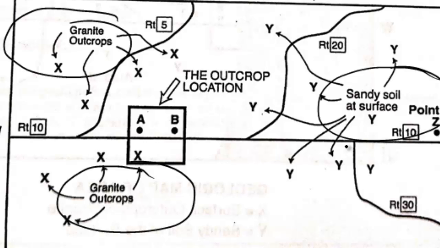So you suppose that you find that a driller had to drill through 40 feet of sandy soil before hitting granite when putting a well at point Z. So we had to go down 40 feet here.